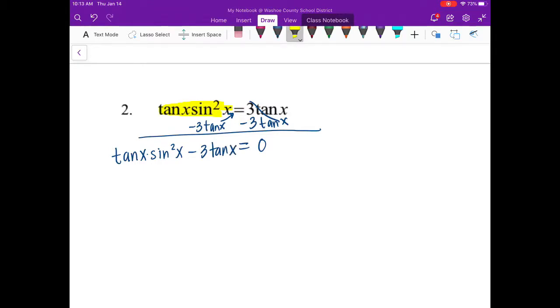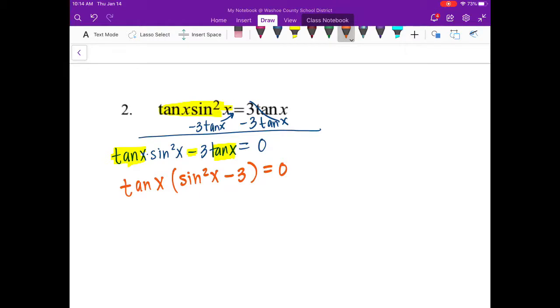So really what I have here is I have 2 terms because there's a subtraction, and I actually see that they have a greatest common factor. They both have tangent of x that I can take out as the greatest common factor. So when I take that out, the first term is just left with sine squared of x. The second term is left with minus 3. And each of these are set equal to 0. So at this point, even though this original equation had 2 different trig functions, we are able to split them and create 2 different factors.